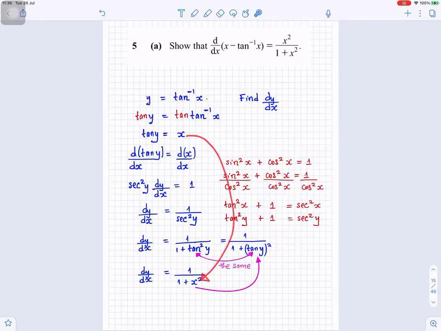Tan squared y is x, so that will be 1 plus x squared. Remember, we're using this here: cosine squared plus sine squared equals 1. If you divide all by cosine squared, you get tan squared plus 1 equals sec squared. And you can use y instead: tan squared y plus 1 equals sec squared y. So tan squared y is the same as tan y all squared. They are the same.